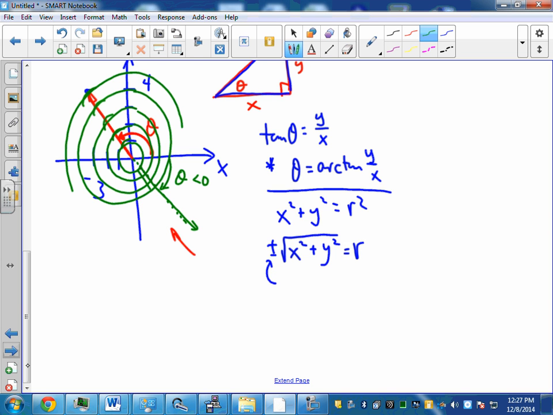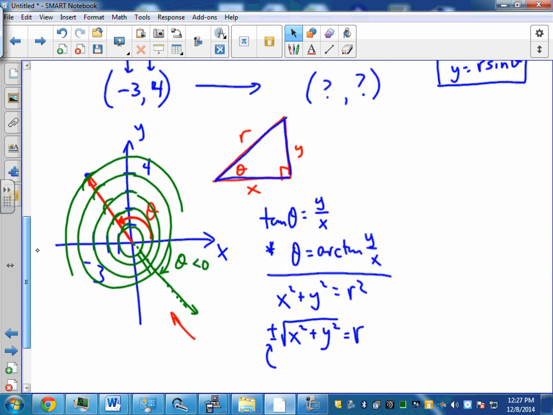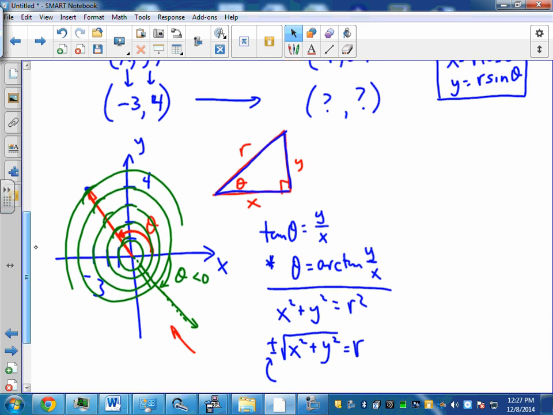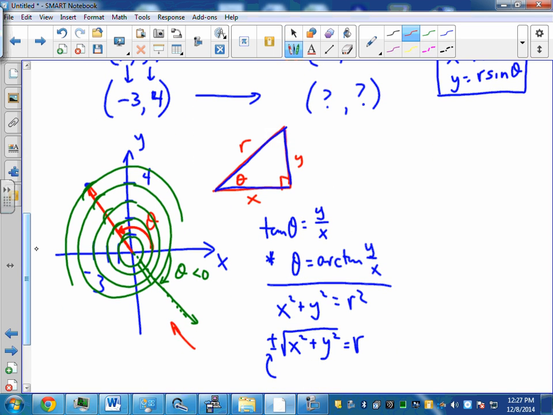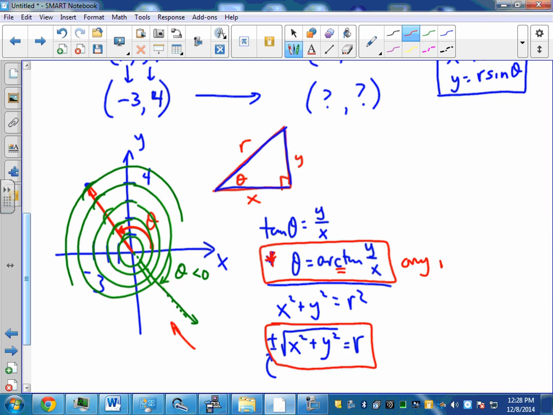Okay, so let's go ahead and take our point -3, 4 and convert it to polars. And we're going to be using these two conversion formulas. And here's where the note comes in. The arctangent function only returns angles in quadrant 1 and quadrant 4.